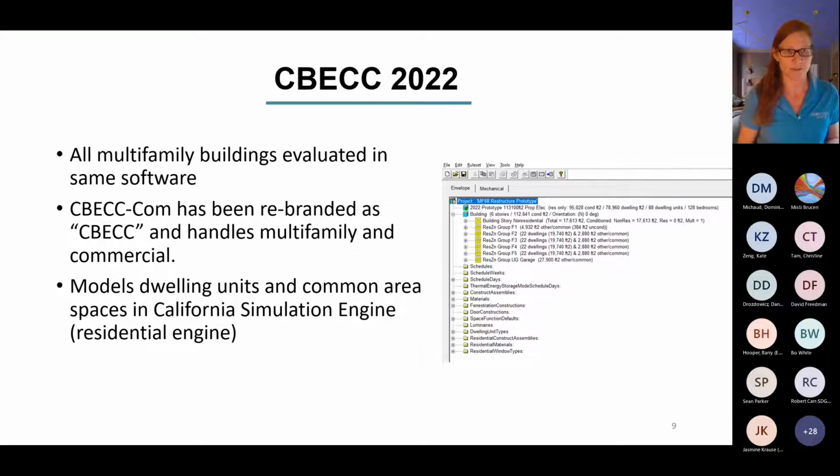The California simulation engine was, or is, the residential engine behind CBEC Res. That has now been integrated into this new CBEC 2022. So that's where that alignment is, across all of the multifamily dwelling units and the common area spaces. So this was a really significant undertaking to align multifamily in the code, but then also move it all into one software. And so that is why this software development is ongoing and a lot of work.